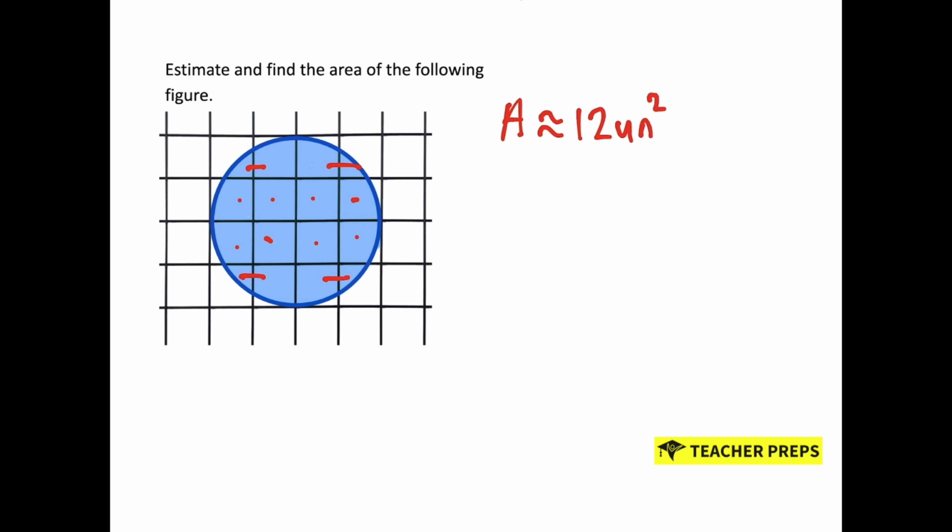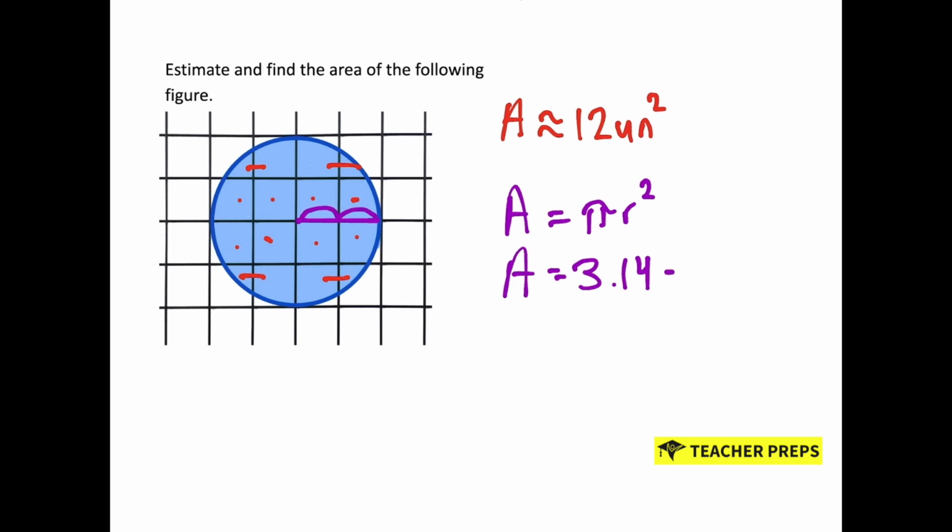Now let's find our actual. To find the area of a circle, we take pi times the radius squared. In our equation, we have pi. Pi is an irrational number, and it goes on forever with no repeating. We can use the rounded version of pi, which is 3.14. The radius is a distance from the center of the circle to the outside edge.